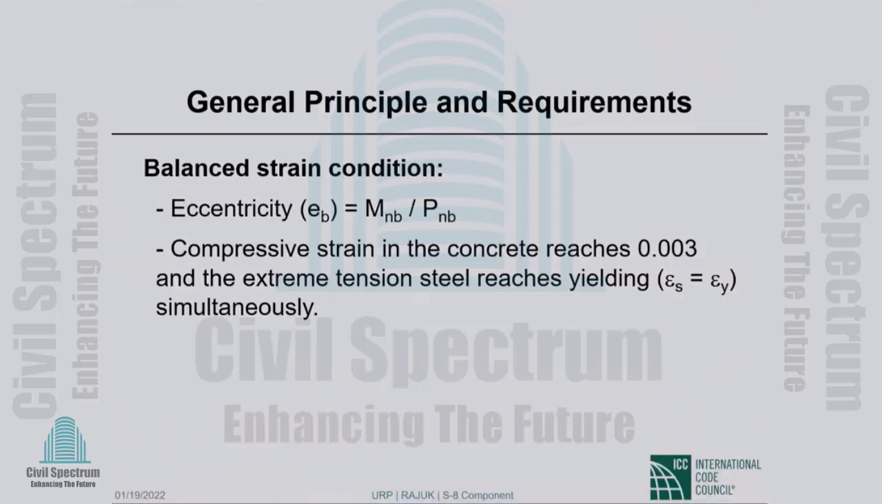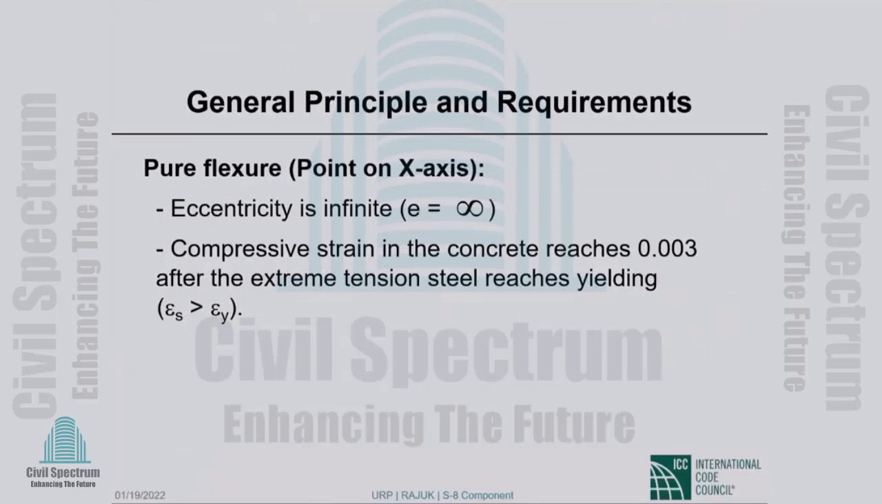Balanced strain conditions, the eccentricity is the balanced moment strength divided by the balanced axial strength. Okay, we are talking about the nominal interaction diagram. Compressive strain in the concrete reaches 0.003, and the extreme tension steel reaches yielding. Okay, that is the definition of balanced condition.